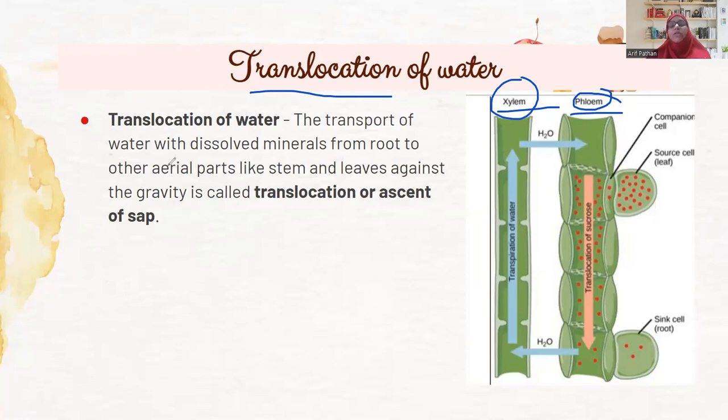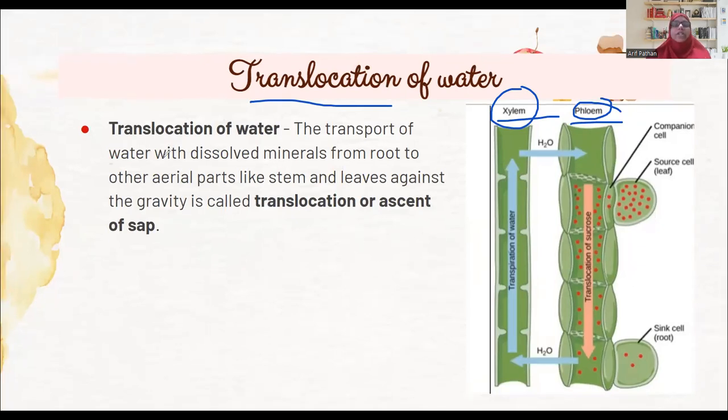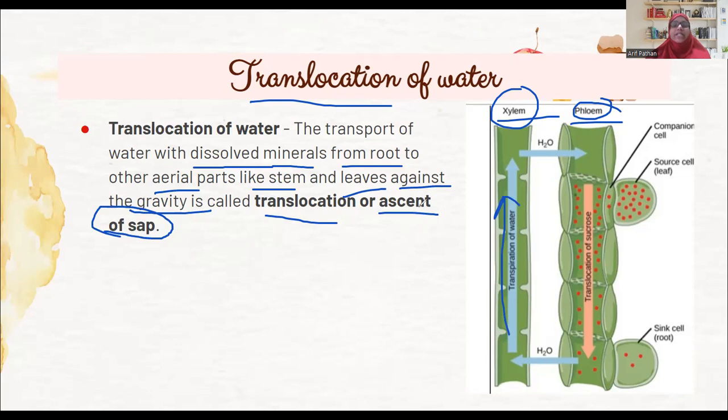When we are talking about water transport in plants, it is not pure water. Obviously, it will have dissolved minerals in it from the roots, that is the minerals from the ground surface. So from the root to different parts of the plant's body, like stem, aerial parts like leaves, branches, etc. And this will happen against the gravity. Against the gravity, it is moving upward. So translocation against the gravity, or another very common term is ascent of sap.